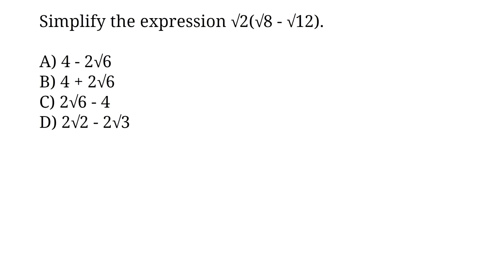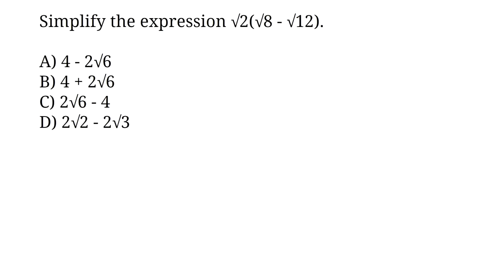Simplify the expression square root of 2 times square root of 8 minus square root of 12. A, 4 minus 2 times the square root of 6. B, 4 plus 2 times the square root of 6. C, 2 times the square root of 6 minus 4. D, 2 times the square root of 2 minus 2 times the square root of 3.